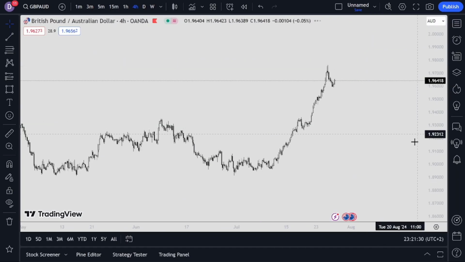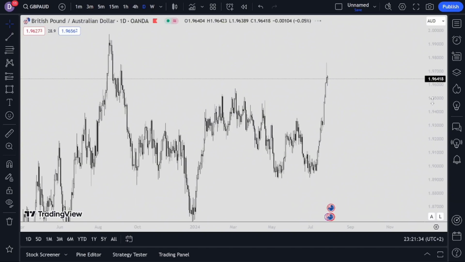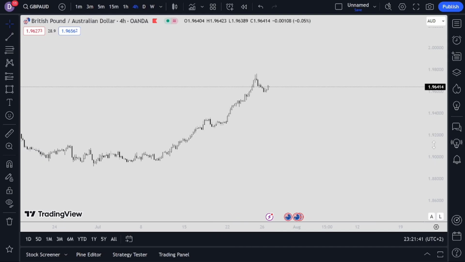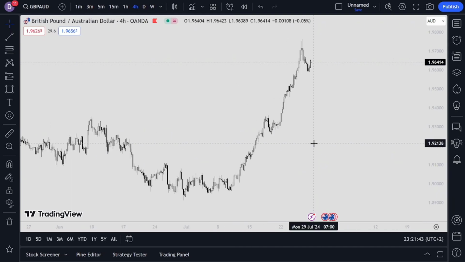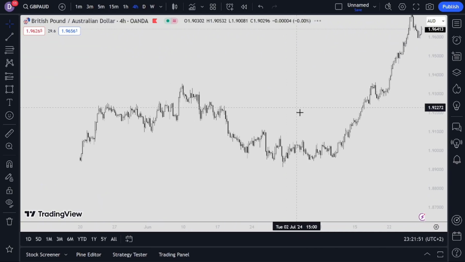GBPUSD, this is where things change. I do think GBPUSD will continue going bullish. You can just see all this bullish power right here. I didn't check the fundamentals, but I don't think it's the British pound getting stronger. I think it's the Australian dollar getting weaker. So this is why we have this huge uptrend here.